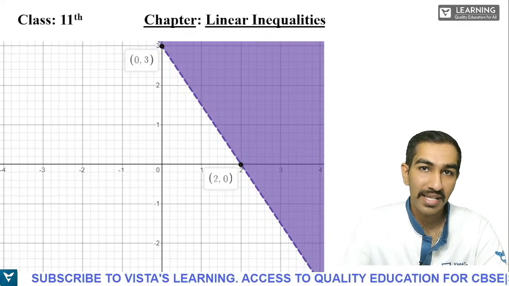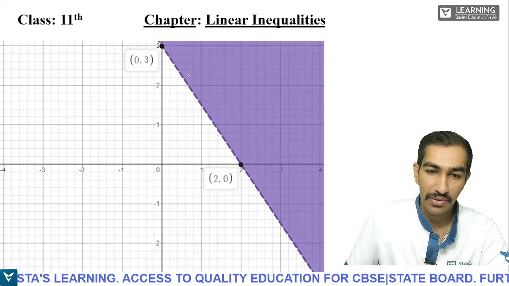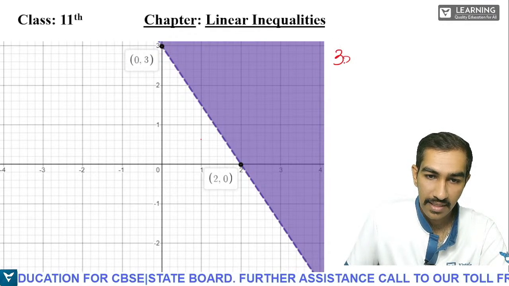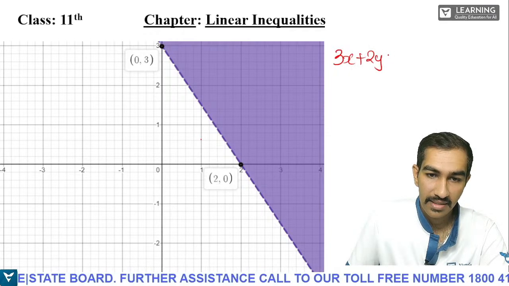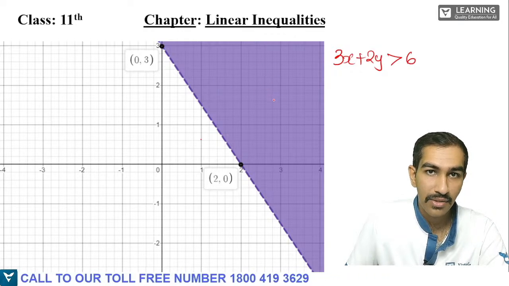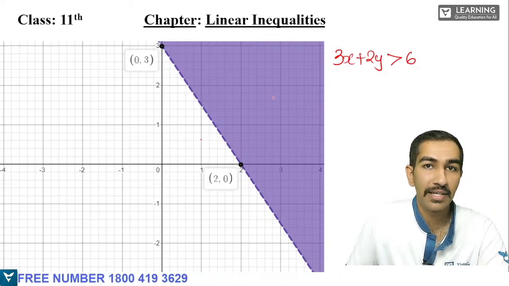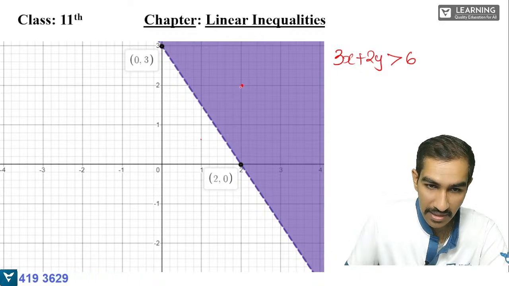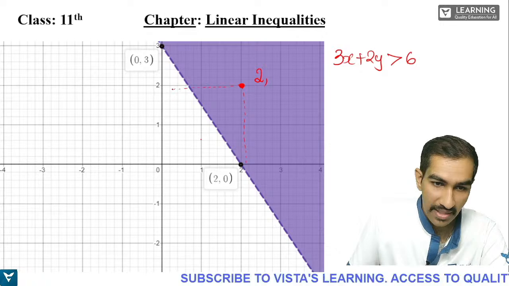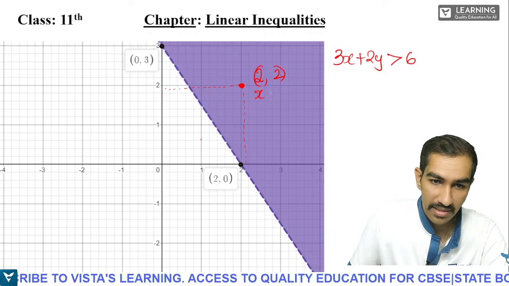So 3x plus 2y greater than 6. Now see this, students. One small verification we'll do here. This is the shaded part, right? And this is the solution I am telling. Let us check whether I am telling right or wrong. Let us consider this point, students. What is the x-axis you see? X is 2. And what is the y-axis you see? Y is 2 as well. So this is x, this is y.